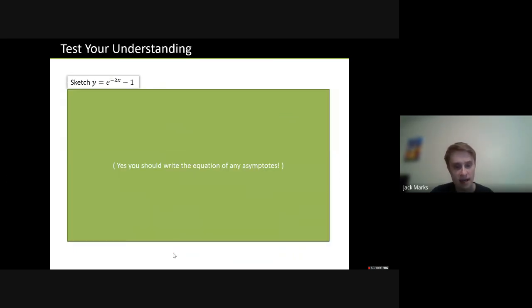Pause the video and have a go at this one here. So try and break it up into steps. You may even wish to start by drawing an e to the minus x graph. That might be a good starting point, and then work through the steps.